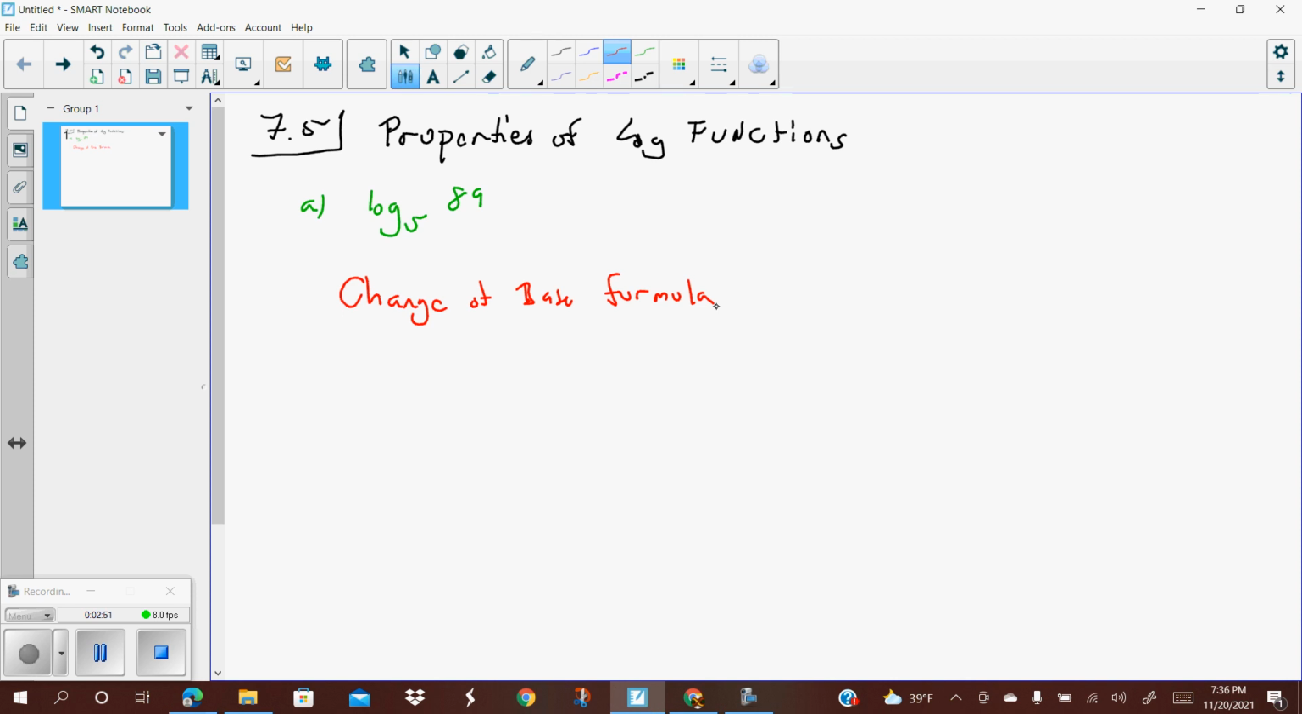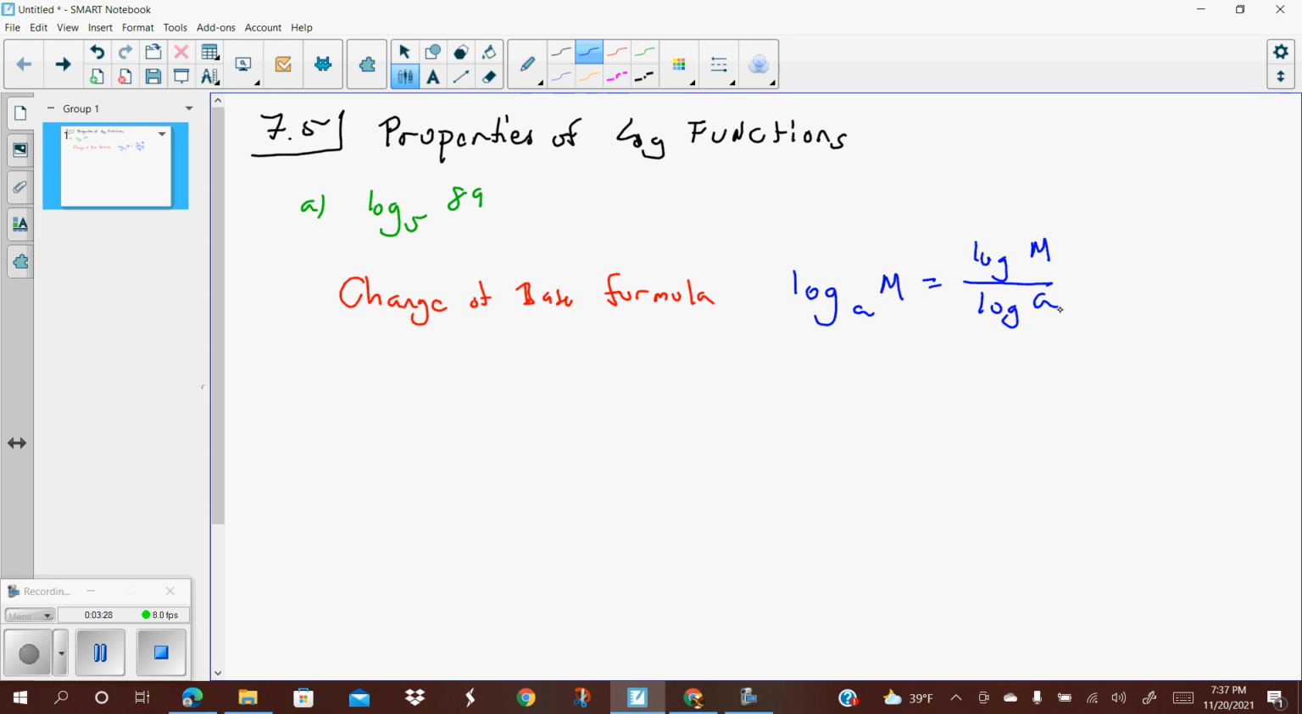So what the change of base formula says is that if I take the log base a of m, that can be rewritten as the log of m divided by the log of a. Notice that in the denominator, it's now taking the log of a. That base in the original log actually becomes the argument of the denominator's log.